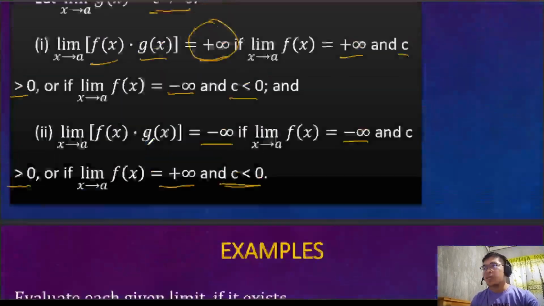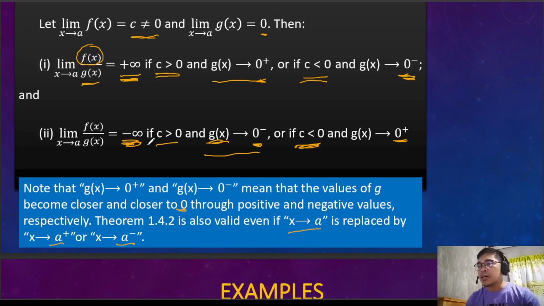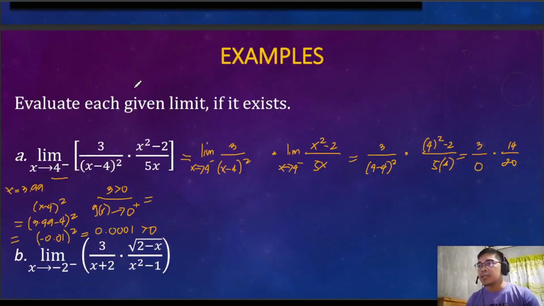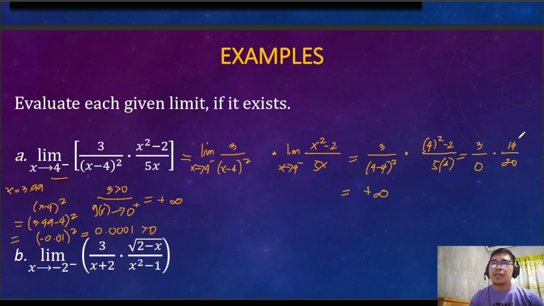So let us go back to Theorem 1.4.2. Our c is greater than 0, and our g of x approaches 0 from the right. So we got positive infinity. Okay, so we continue here. We get positive infinity. And this 14 over 20 can be reduced to 7 over 10, right? So we got 7 over 10.